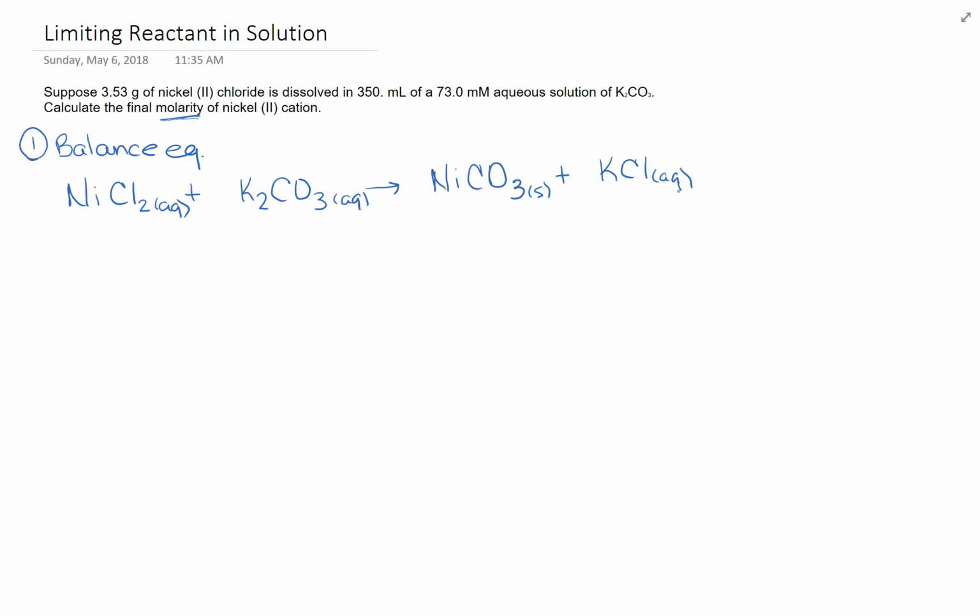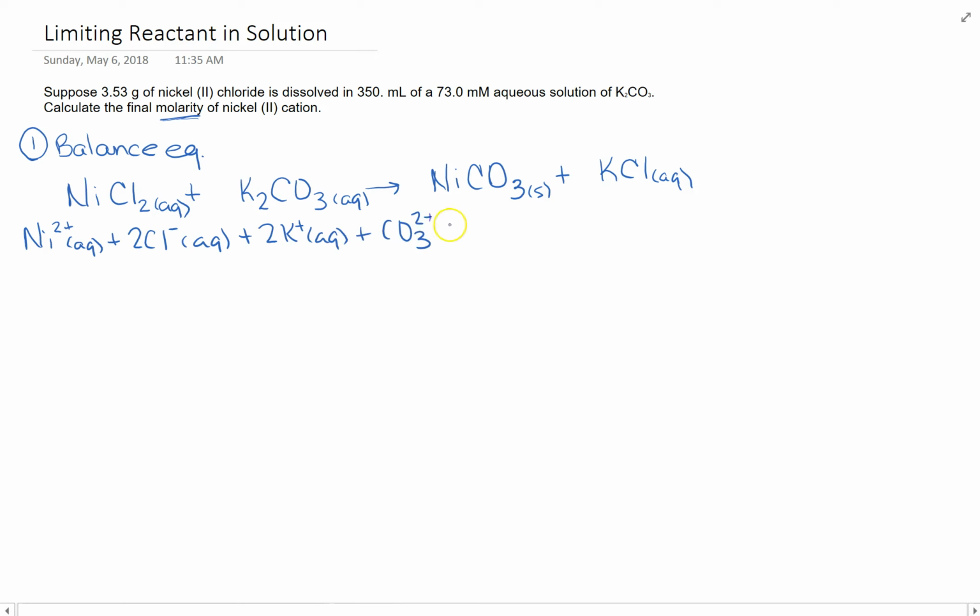Now what? Well, I can go through, and if it's aqueous, what happens? It breaks apart, right? So I'm going to go ahead and show that step. So this is going to be Ni2+ (aq). Now there's 2 of these, so 2Cl- (aq) plus 2K+ (aq) plus CO3 2- (aq). And that's going to go, this is a solid, so it stays together. And this is aqueous, so it breaks apart.